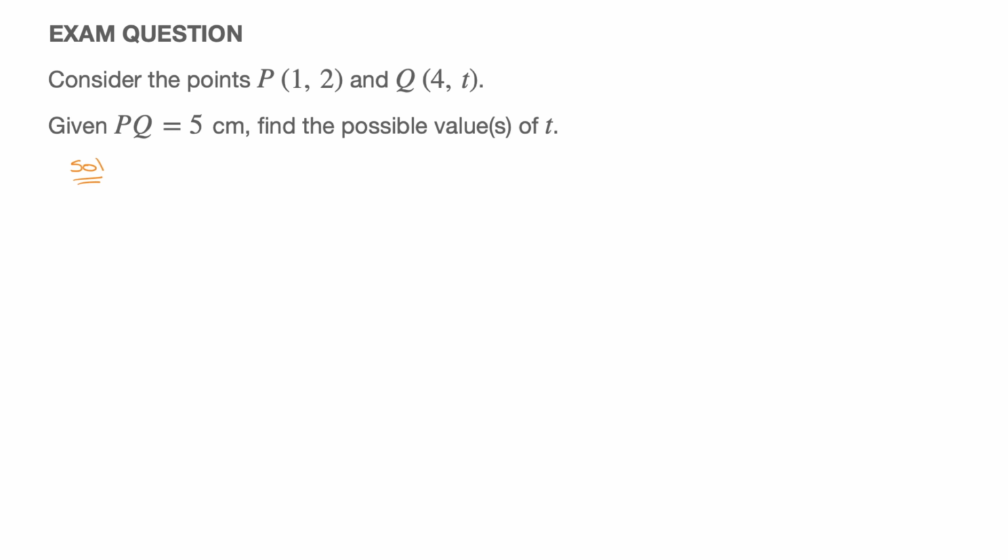Now the key bit of information in this question is the fact that the line segment PQ is equal to 5 centimeters in length. A very important thing to realize here is that the length of the line segment PQ is equal to the distance between the 2 points P and Q. And that strongly suggests that to solve this problem, we should make use of the distance between 2 points formula. I'll remind you of that formula in the upper right-hand corner of the screen.